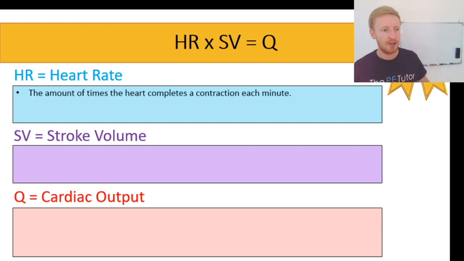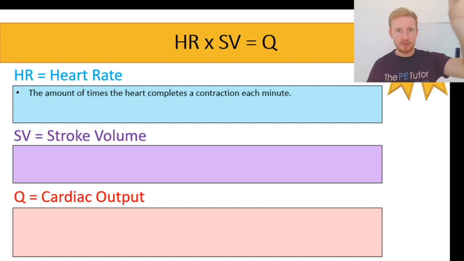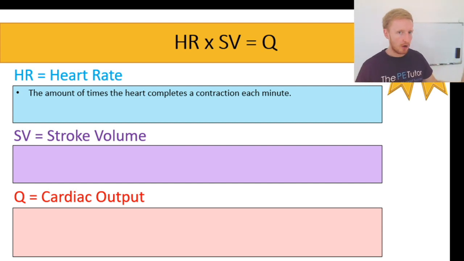So what is heart rate? It's the number of times the heart completes... Well, now that we know what the cardiac cycle is, we don't just want to say beat, because we know it's got 2 beats, first of all, it's got 2 sides, it's got 2 pumps, we've got systole and diastole, we've got all of this movement of blood through it.